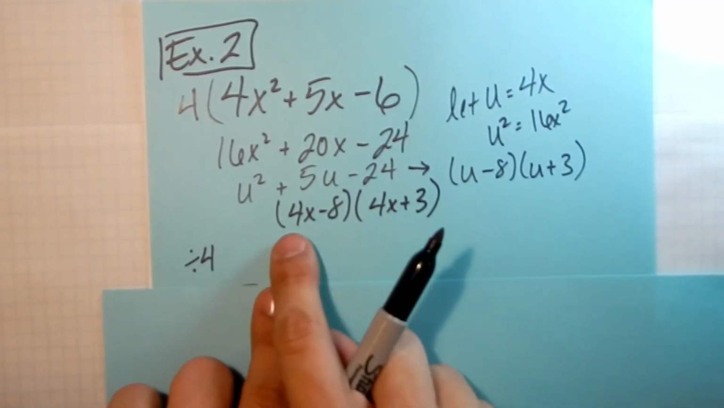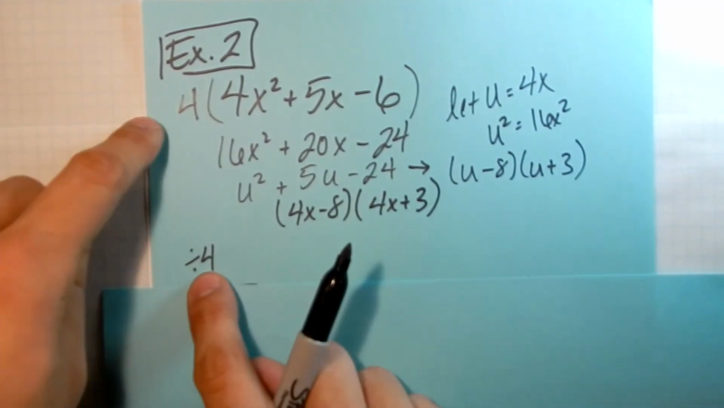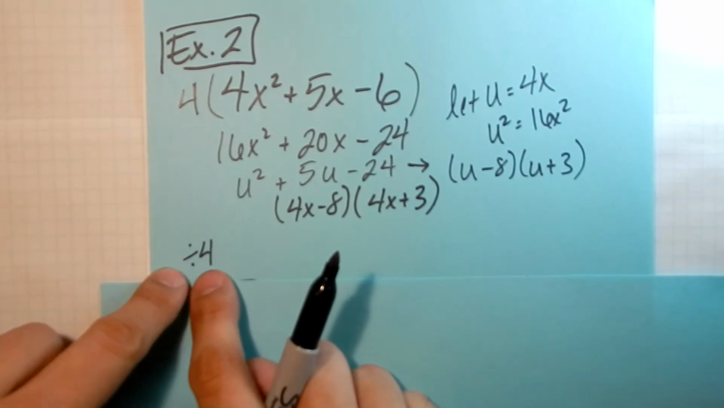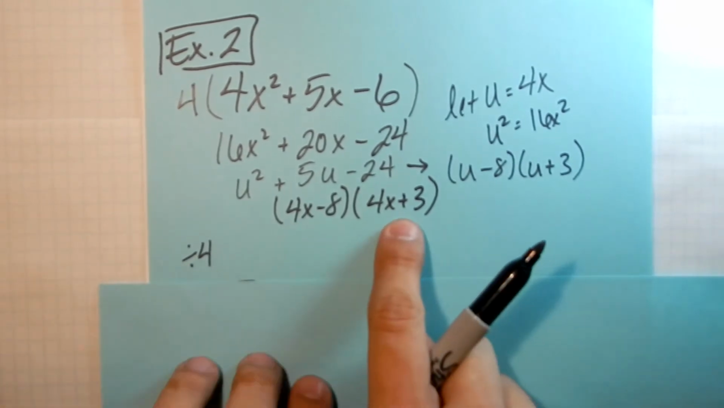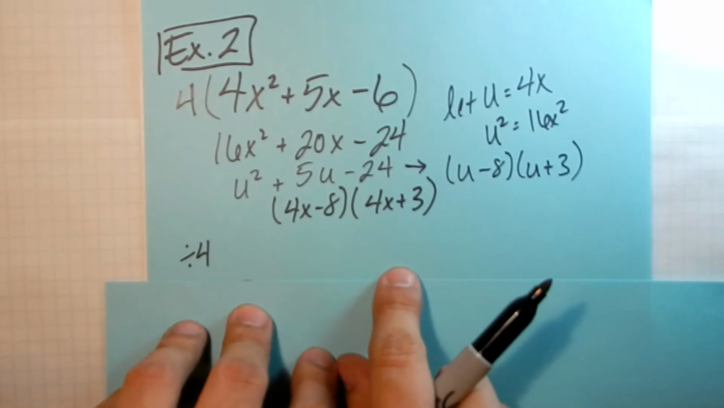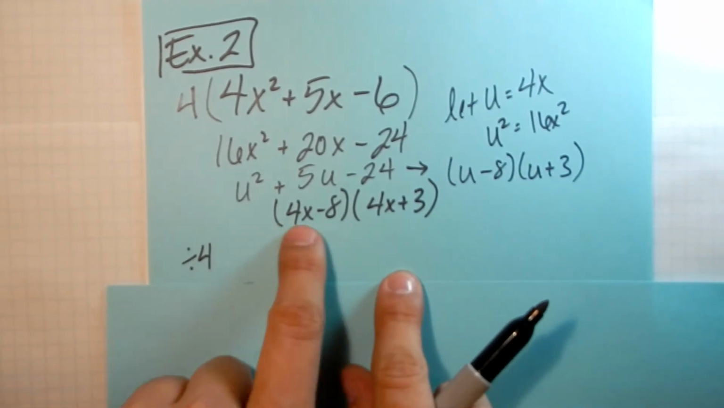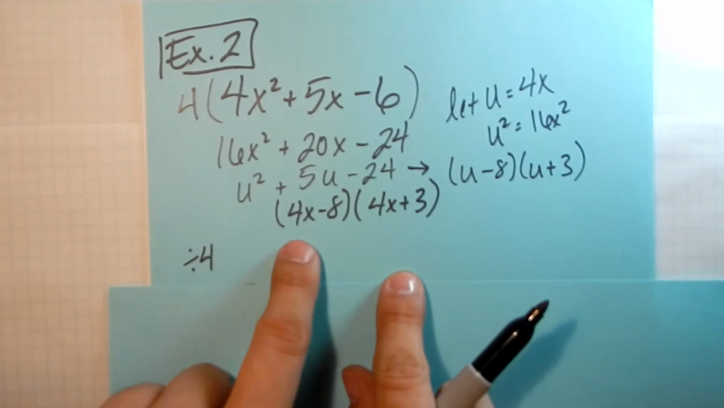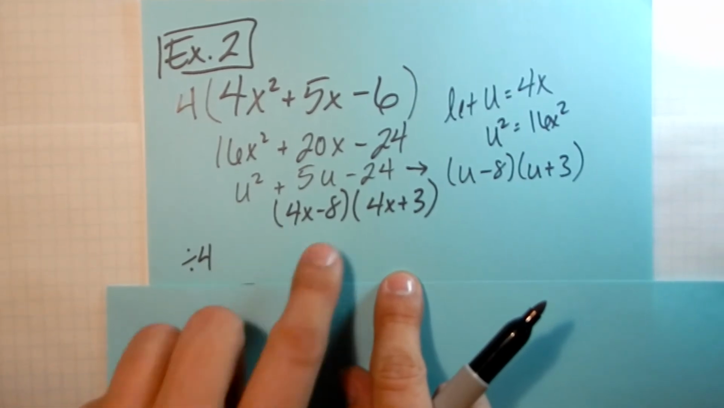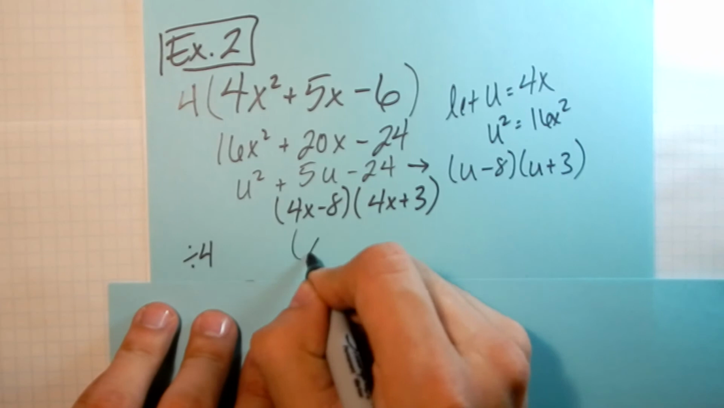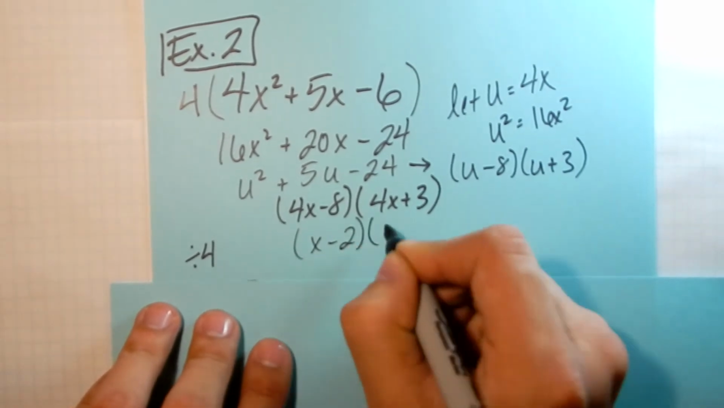So remember that we multiplied by 4 up here. We have to divide that 4 out down here. Now, there's a couple of ways that you can do this. Sometimes you can take that whole 4 out of just one of the terms. So in this case, I can divide this by 4 and that by 4 and get x minus 2 and 4x plus 3.